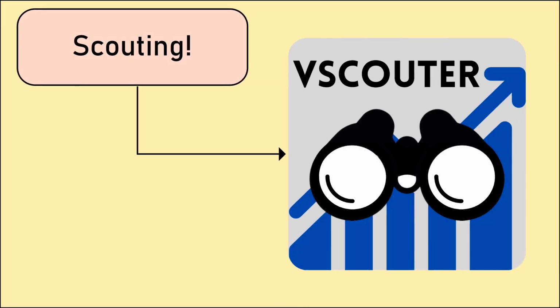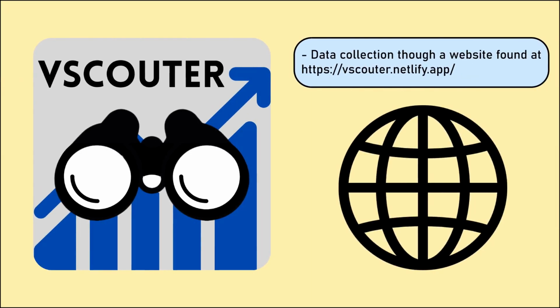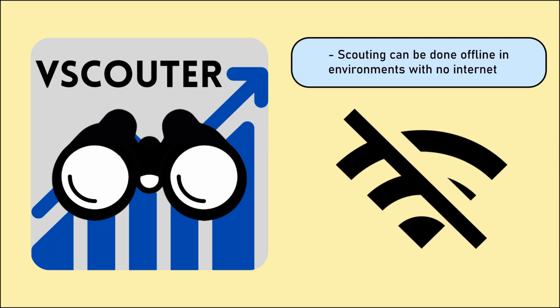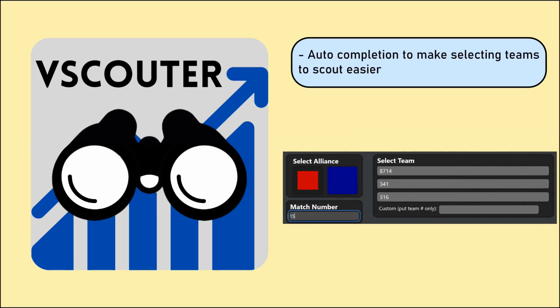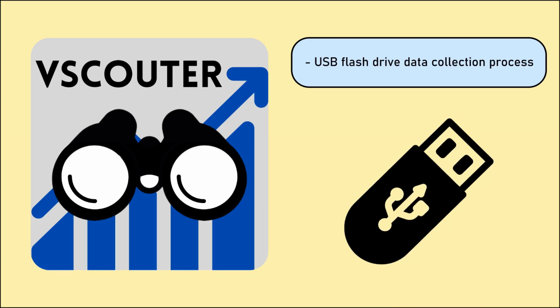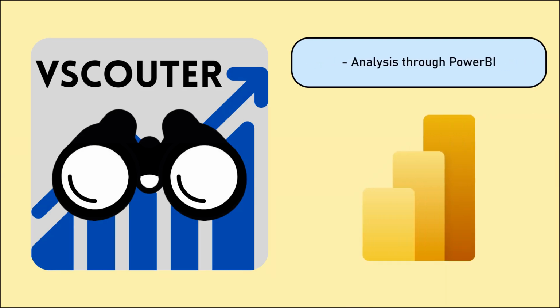To facilitate this process, I created VScouter, an all-in-one solution to make scouting accessible for all teams. Data collection is done through a website found at vscouter.netlify.app, which works offline by caching itself on your device, which is perfect for competitions with unreliable internet. It includes auto-completion features to reduce confusion during scouting, and it supports flash drive data transfer for reliable offline data sharing. And lastly, it integrates with PowerBI to analyze and visualize data effectively.